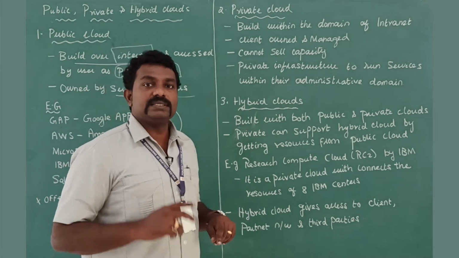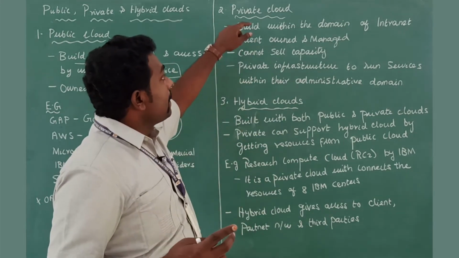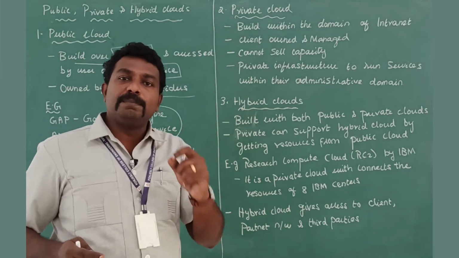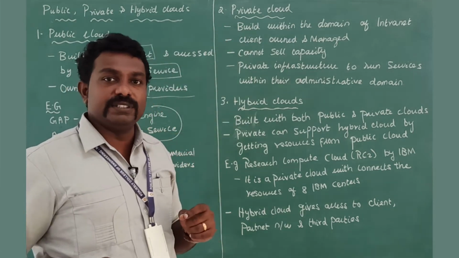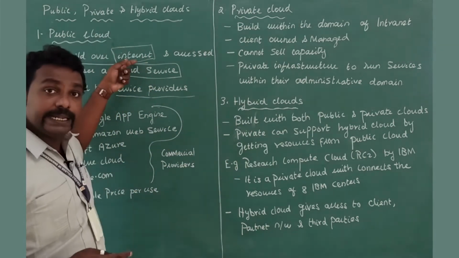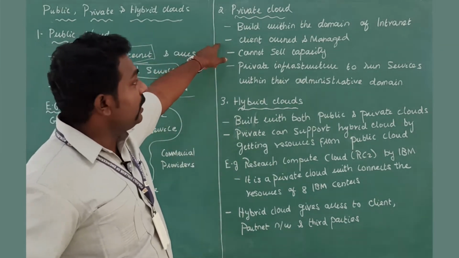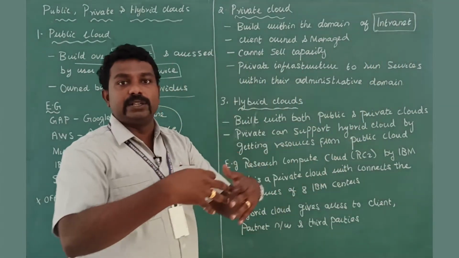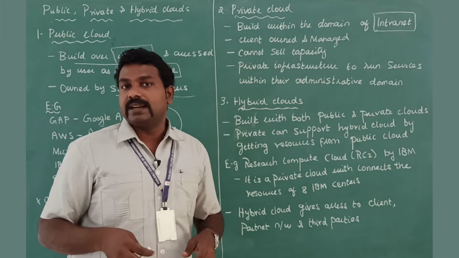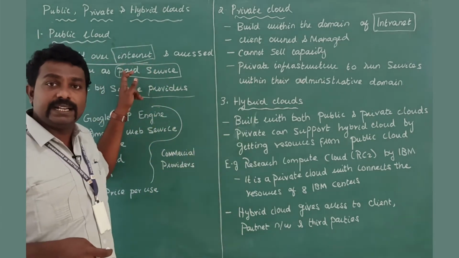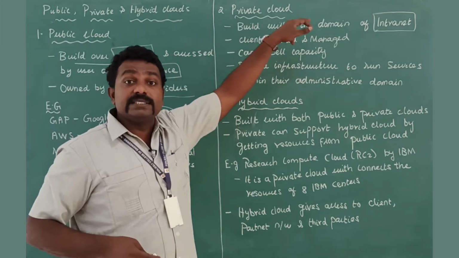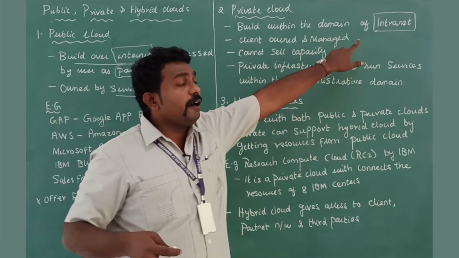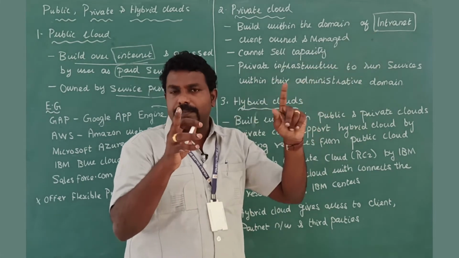Now let's get into the second service, that is private cloud. The major difference between the public cloud and the private cloud is that in public cloud we use internet, and in private cloud it is done with the help of intranet. So within the network, within the campus, within Pondicherry, right? It is within an organization or within a domain with the help of intranet. So this is the major difference.